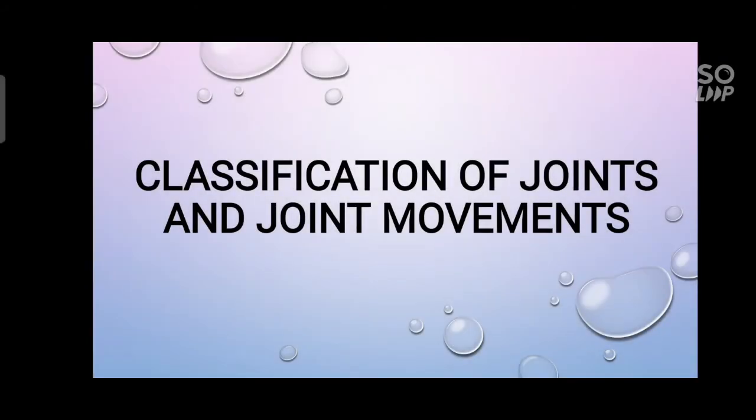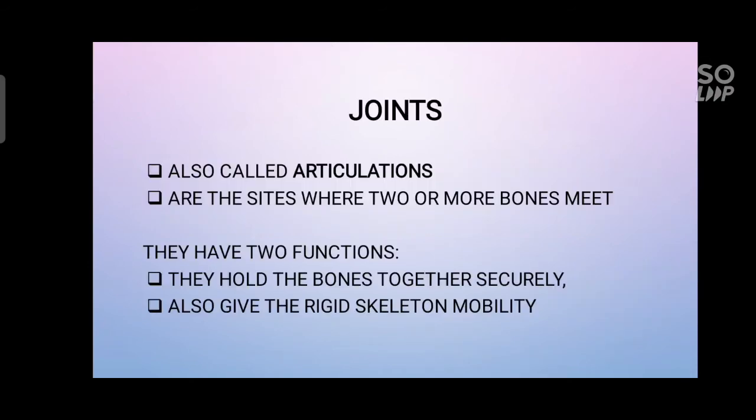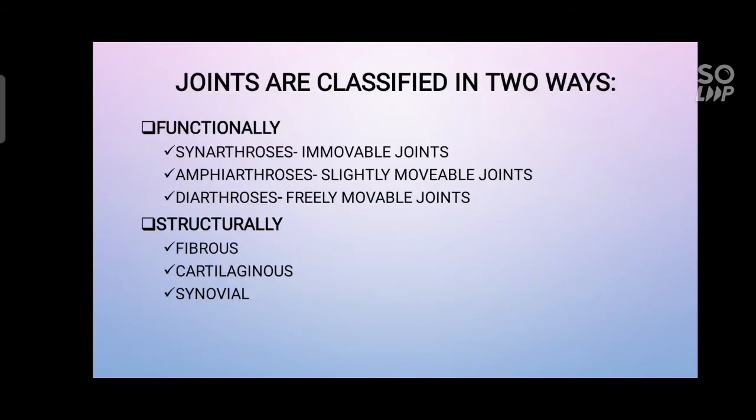Classification of joints and joint movements. Joints, also called articulations, are the sites where two or more bones meet. They have two functions. One is they hold the bones together securely. Second, they give the rigid skeleton mobility. So joints are classified in two ways, according to their function and according to their structure.